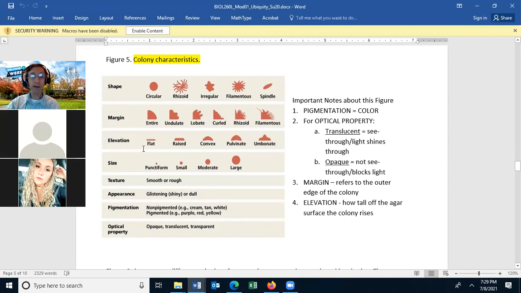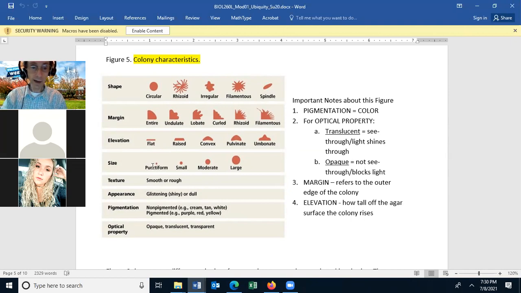You can look at the colony elevation, and there are flat colonies, raised colonies, convex colonies, pulvinate colonies, which are super convex colonies, and then umbonate. I'll never ask you to distinguish between is the colony convex or pulvinate. The size of the colony can be punctiform. That's about the size of the tip of the pen. It can be small. That means it's smaller than the head of an eraser. And this pen has a very small edge. So let me take a look at another pen. So small is smaller than the head of an eraser or the head of this pen. A moderate is about the size of the head of the pen. And then large is larger than the head of the pen.